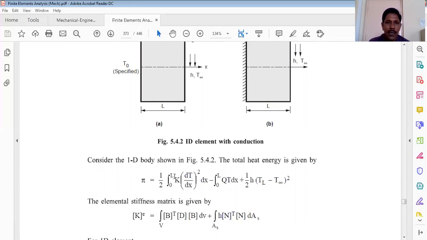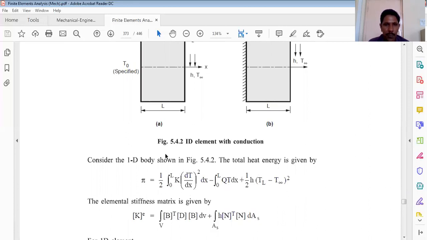Only thing here, instead of E, that is Young's modulus of the material in case of structural problem, here it is thermal conductivity expressed in terms of K. And instead of du by dx or dq by dx in case of structural problem, it can be expressed in thermal problem as dT by dx, its whole square into dx. So this corresponds to conductivity, and due to the internal energy, it is minus of integration over the length L of qT dx, plus due to convection it can be expressed as half h (TL minus T infinity) whole square.